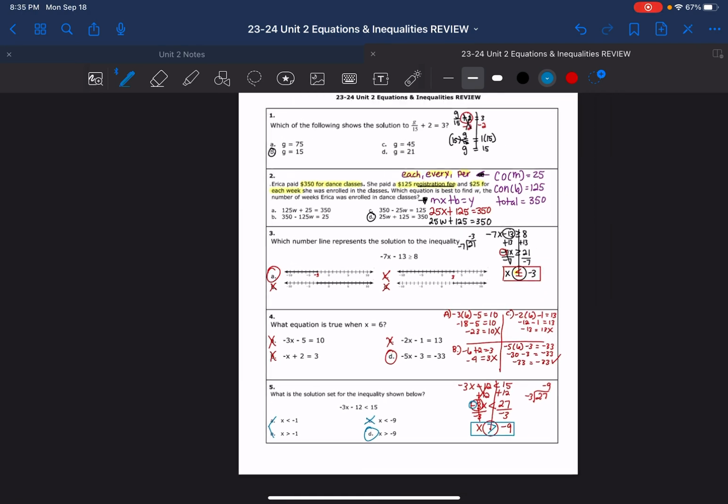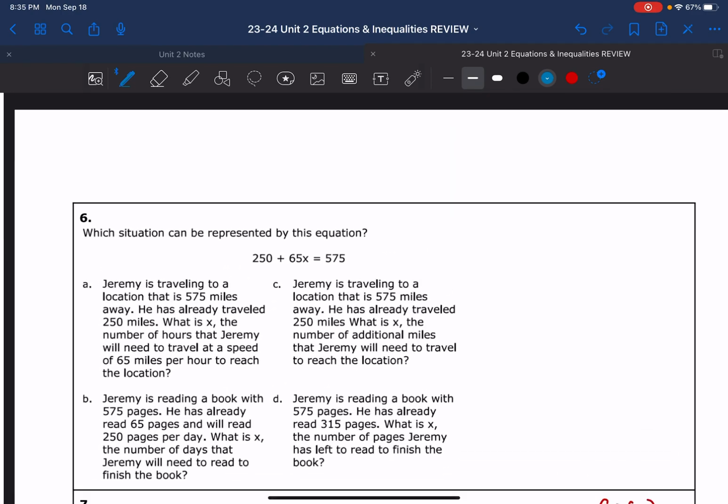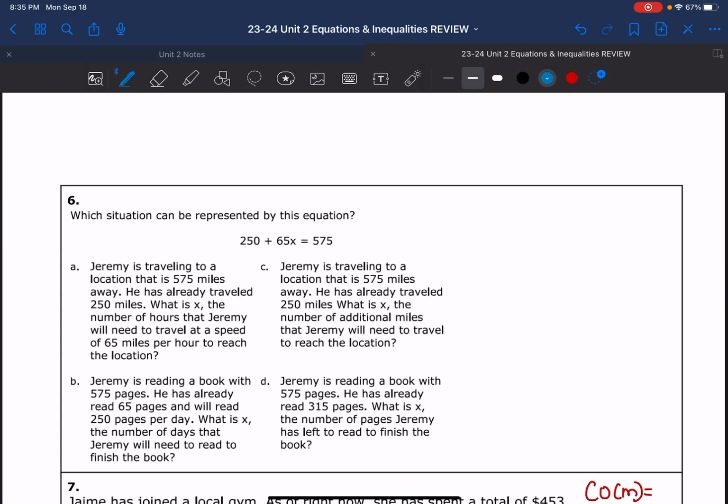I am going to go ahead and go to page 2. All right, so here is page 2. Now, on page 2, I want us to take a look at this one because it's not that hard, okay? There's a strategy that we can use, okay? The first thing is we want to take a look at this equation. It's given us an equation and we have to find the correct situation that represents it, okay?